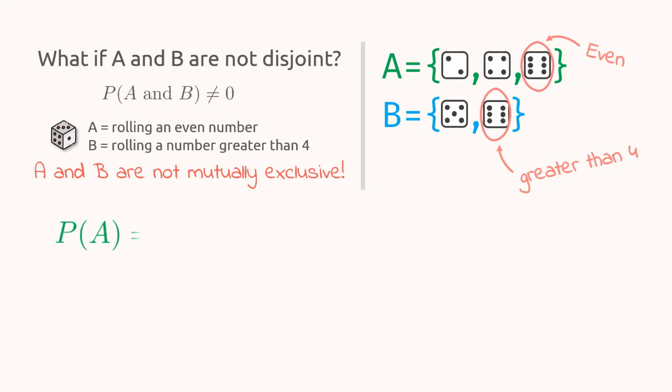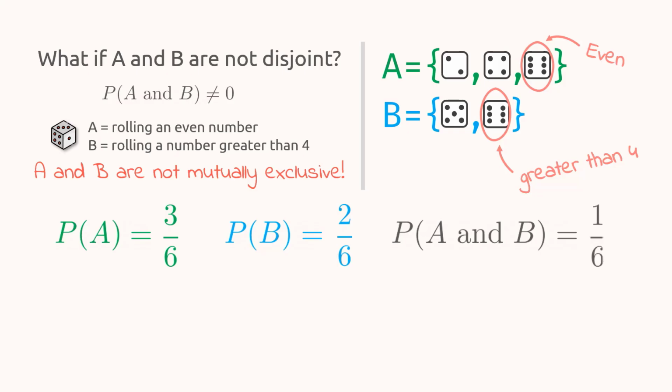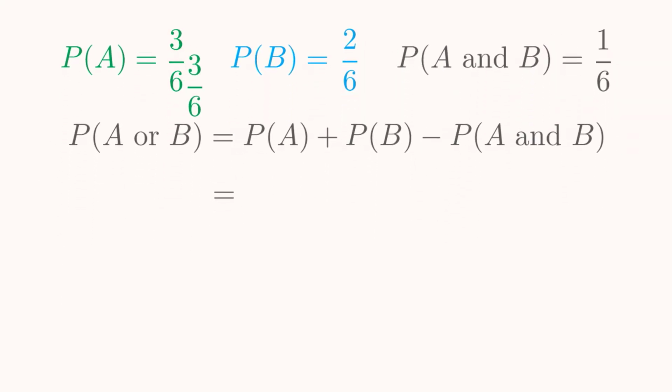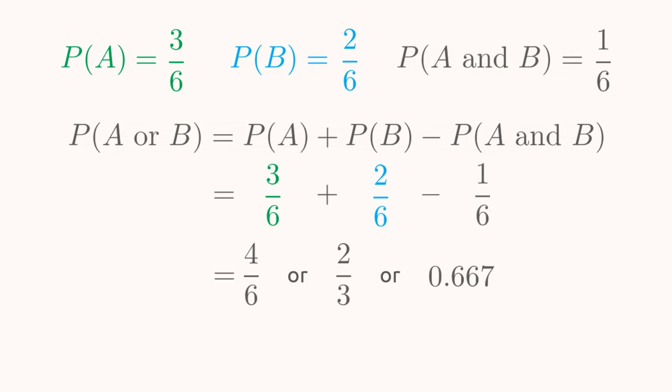So now, the probability of A is 3 out of 6 because there are 3 even numbers. The probability of B is 2 out of 6 because there are 2 numbers greater than 4. And notice that it's possible for A and B to happen at the same time. That is, rolling a 6. So the probability of A and B is 1 out of 6. Using the addition rule, we get 3 over 6 plus 2 over 6 and subtract 1 over 6. And we get 4 over 6, which is 2/3, or about 0.667.